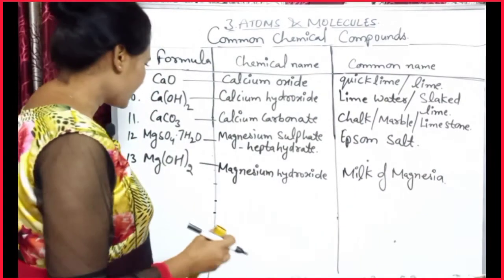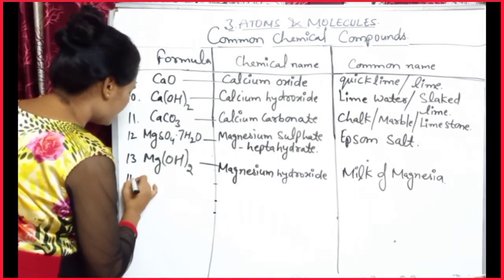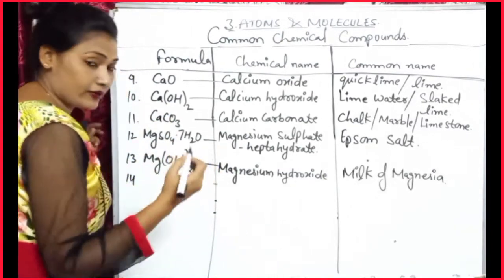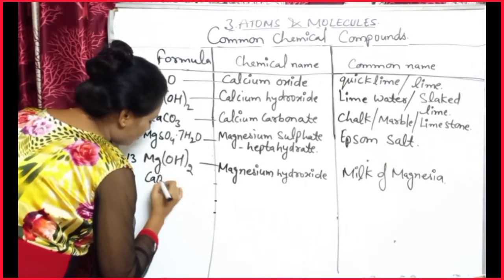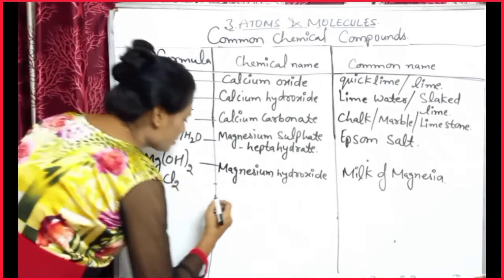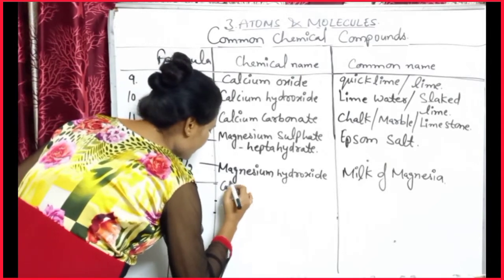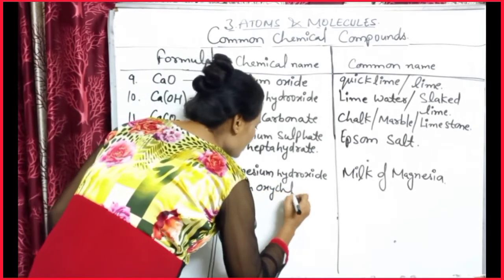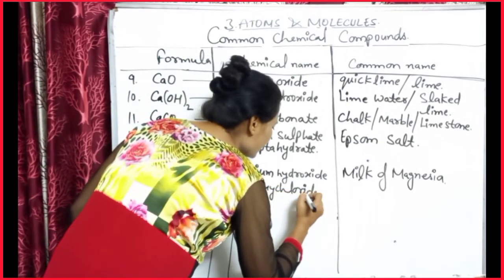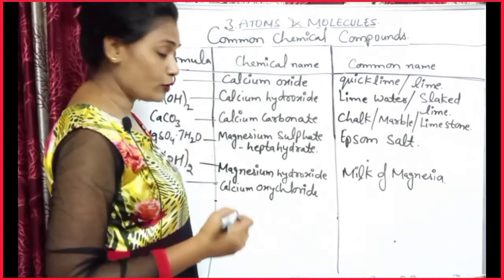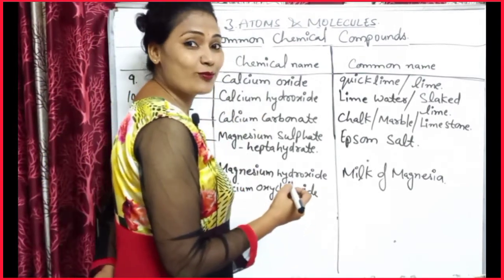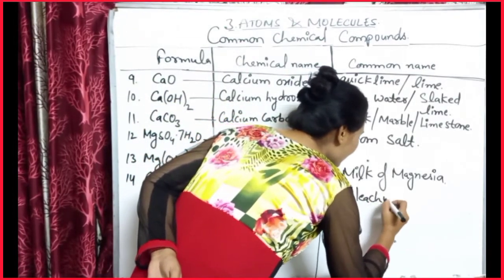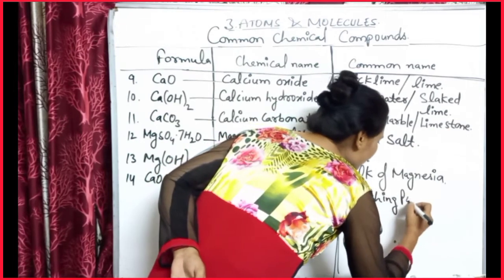Okay. Next compound we can take, that is calcium oxychloride, which we have not taken, so we can take it. CaOCl2. It is calcium oxychloride, or it is also known as calcium hypochlorite. Its common name is bleaching powder. Commonly it is known as bleaching powder.